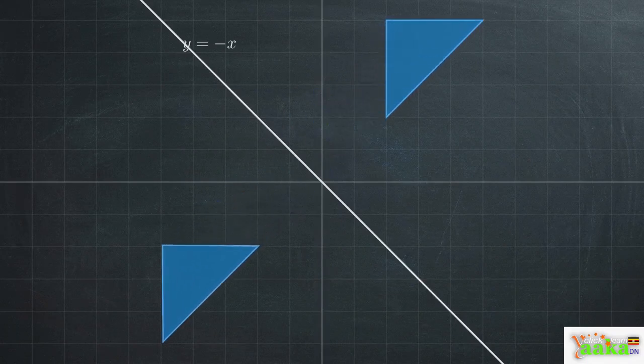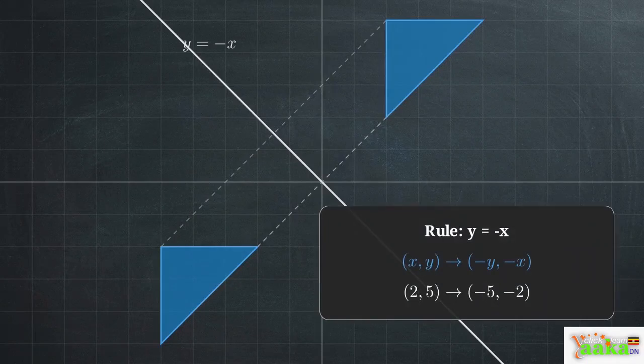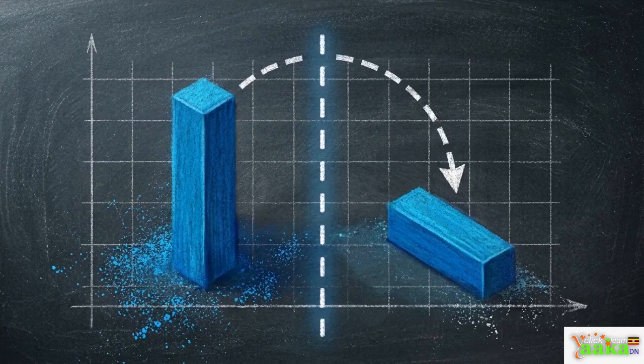The final and most complex axis is y equals negative x, which slopes downward from left to right. Reflecting over this line requires a dual action. You swap the coordinates and you flip both of their signs. Unlike standard axes, reflecting across diagonal lines fully swaps the horizontal and vertical properties of geometry.